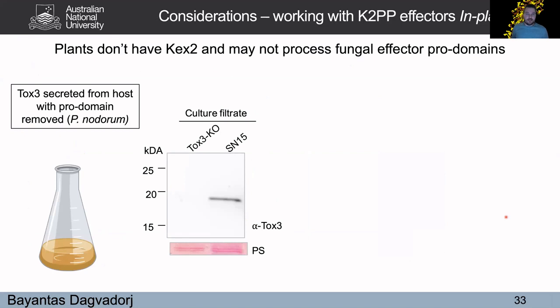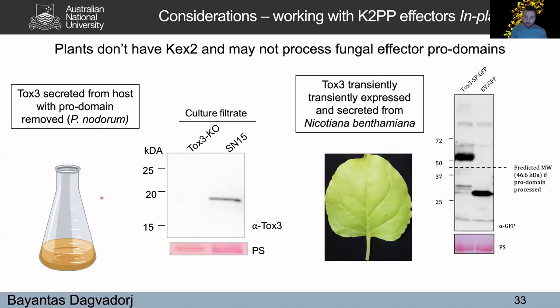I think the other thing to consider is when you're working on these effectors in planta. I know there are a lot of groups that do a lot of their effector studies in plants. Plants don't have KEX2, so they may not process the prodomain. I showed before this data where we know that TOX3, when it's secreted from Stago, that prodomain is removed. Not so when we do it in benth.